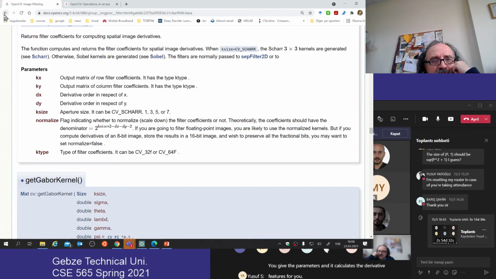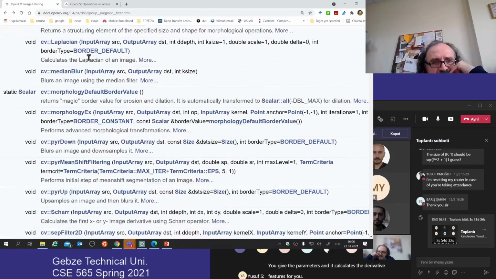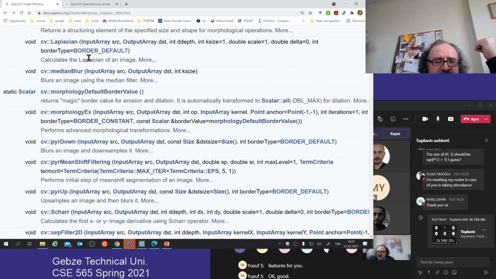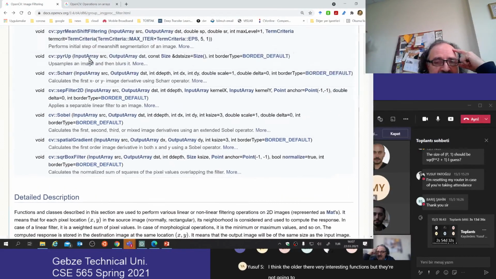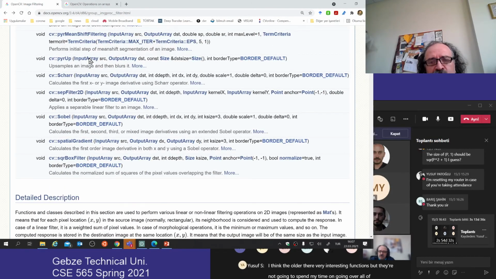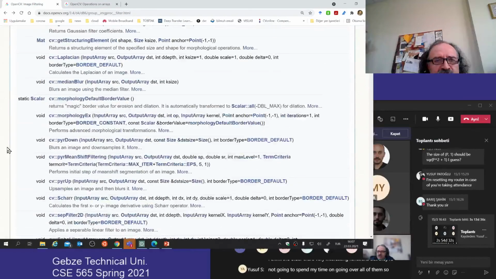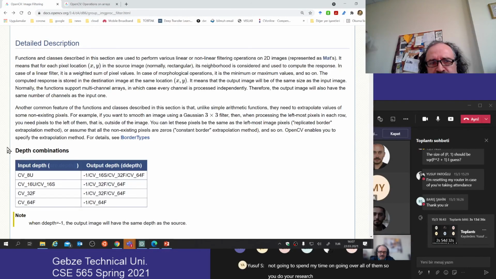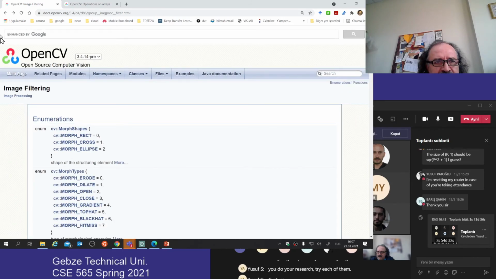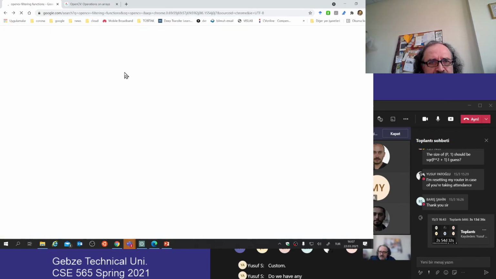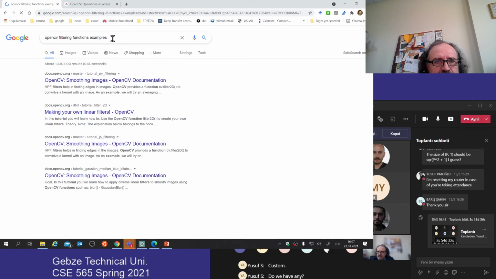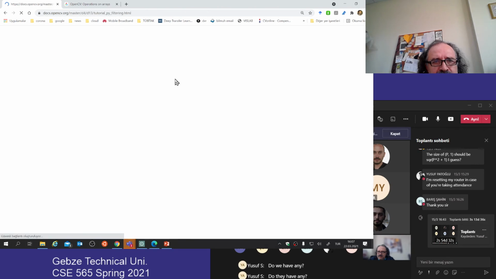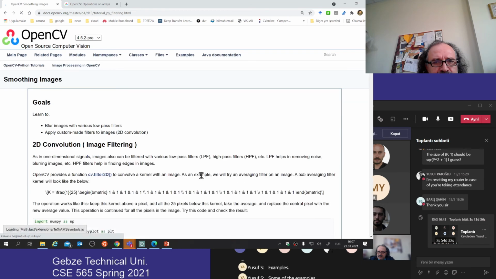Okay, good. Although they're very interesting functions, I am not going to spend my time on going over all of them. So you do your research, try each of them, test them. Do we have any examples? Smoothing examples? Maybe we have a Jupyter notebook.